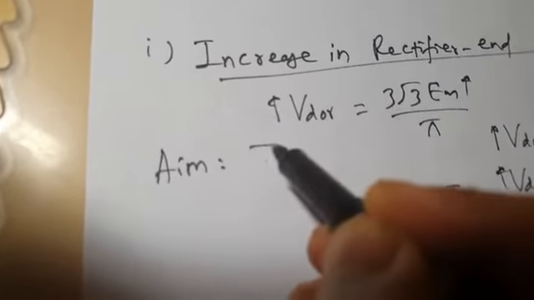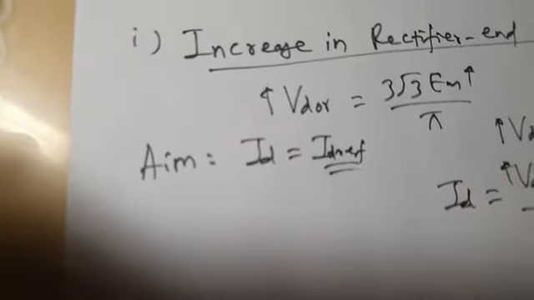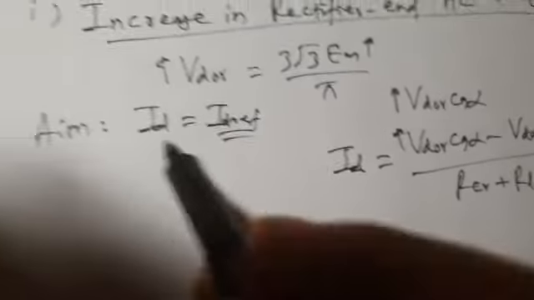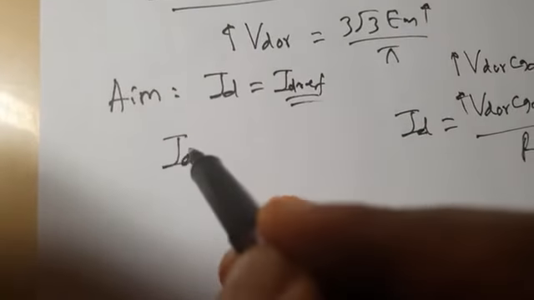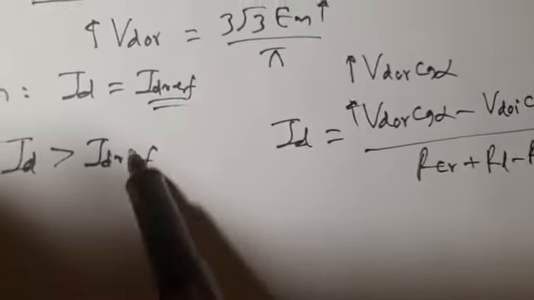The aim is to maintain the DC line current constant. ID should be equal to ID ref, the reference DC line current. Now in this case, what has happened? ID has gone greater than ID ref. So the controller will very quickly act and try to reduce ID.